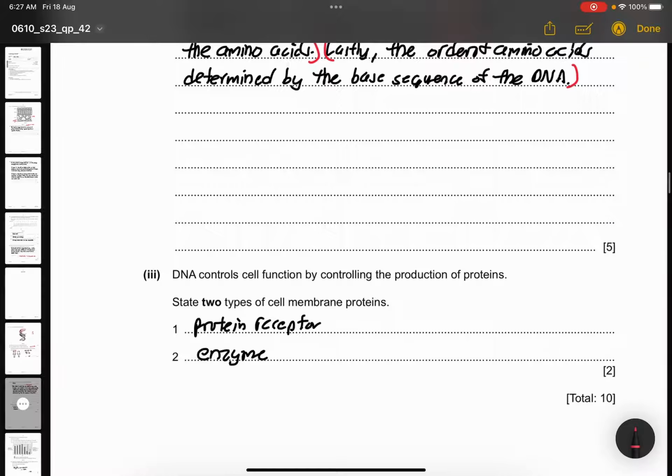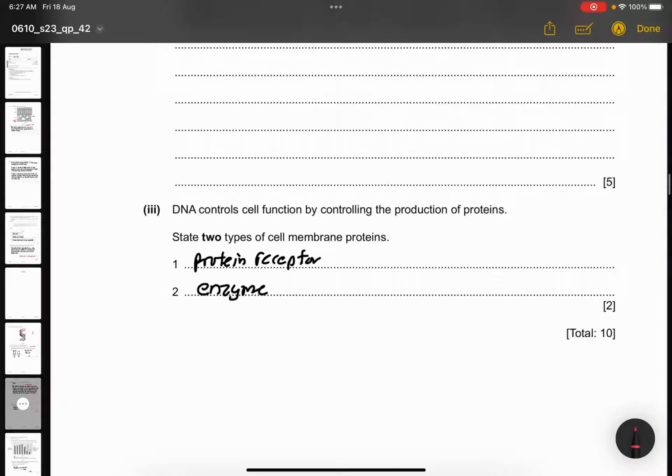Okay. Okay, question C part 3. DNA controls cell function by controlling the production of proteins. State 2 types of cell membrane proteins. So this question I also struggled on, so I also got it wrong. Now I know what a cell membrane protein means. It means that it's basically proteins that work as a key function to something.